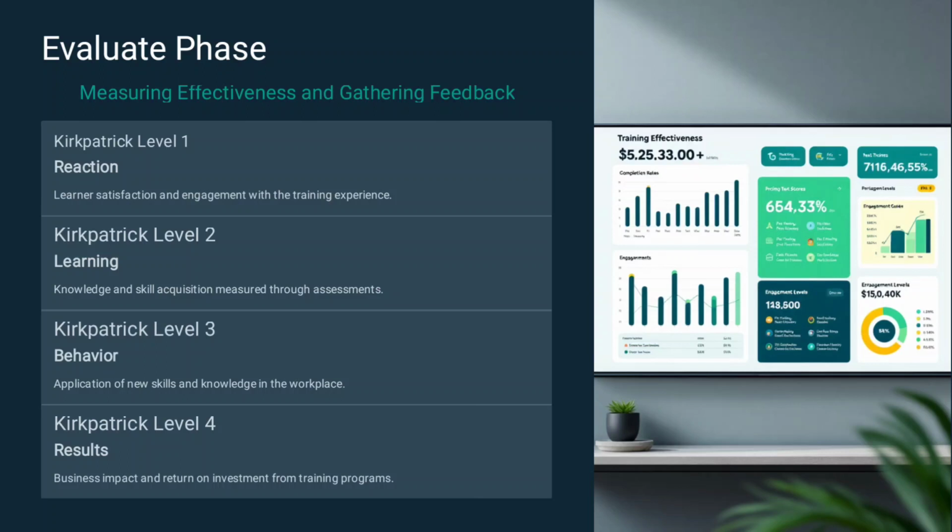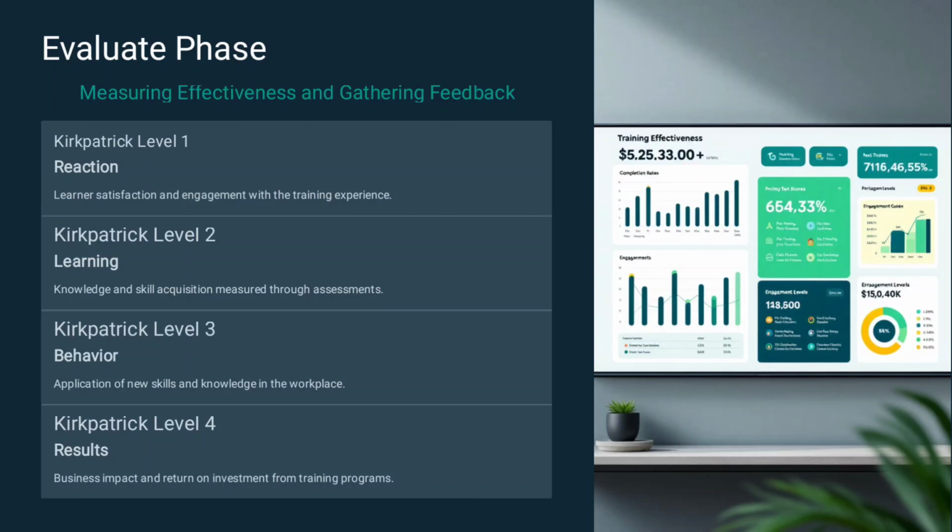Four things are considered during this phase. The first thing is reaction, which is also labeled Kirkpatrick level 1. Learners' satisfaction and engagement with the training experience is evaluated at this level. The second is Kirkpatrick level 2, which is about the evaluation of learning from the training. Knowledge and skills acquisition is measured through assessments.